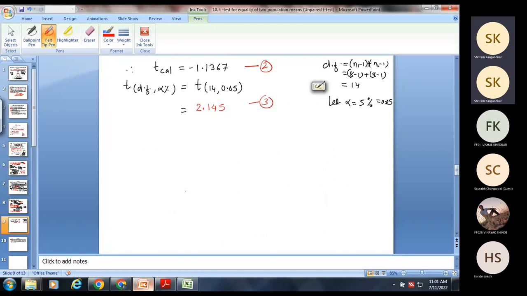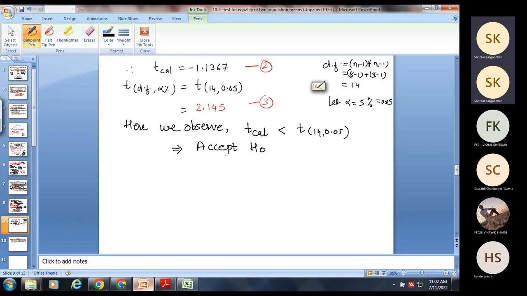So what's happening here? Now the calculated value is less than the table value. Okay. So here we observe calculated value is less than table value. In that case, what is the decision to be taken? If calculated value is less than the table value, then we accept H naught. Remember, when calculated value is less than table value or critical value, accept H naught.